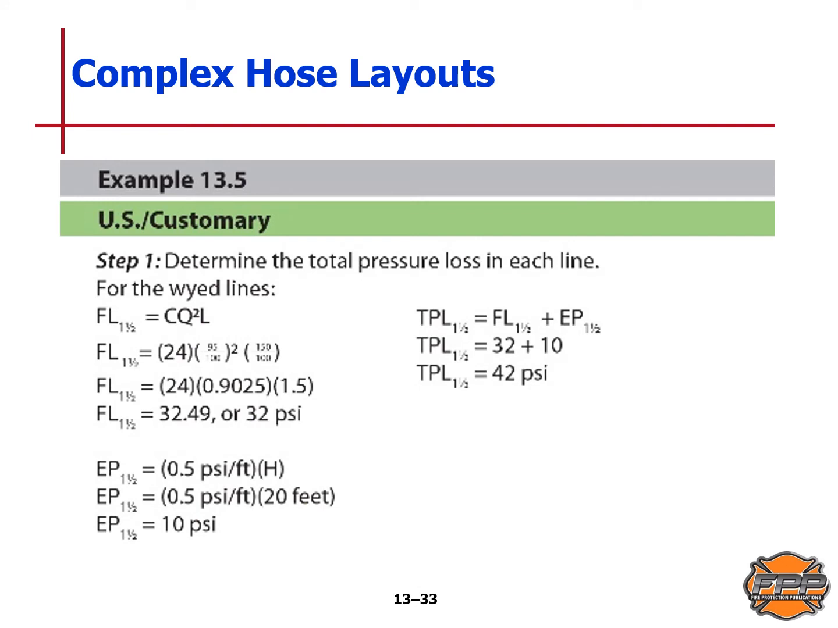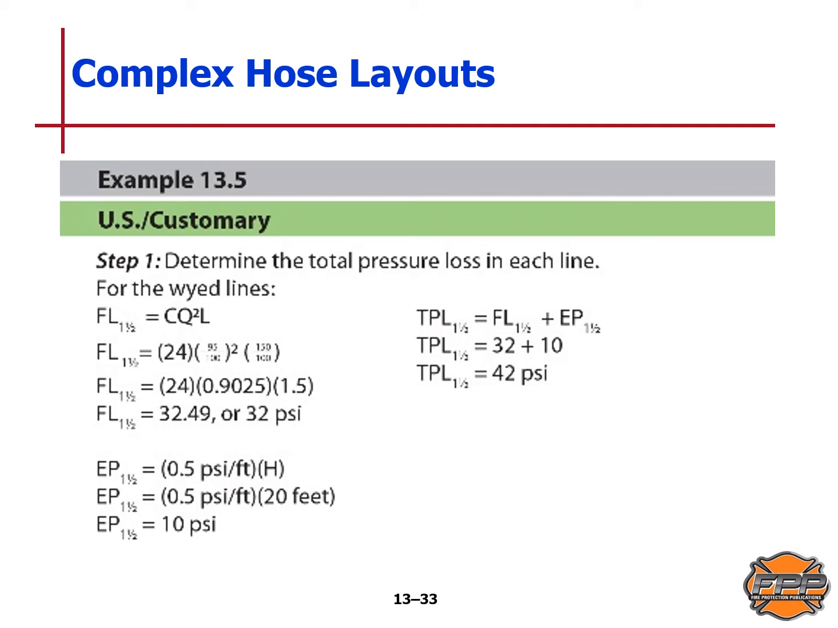For the wyed lines, the friction loss for the 1.5-inch line is CQ squared L, our regular formula. So the friction loss for the 1.5-inch line is, plugging in the numbers, 24 times 95 over 100 squared times 150 over 100. So the friction loss for 1.5 is 24 times 0.9025 times 1.5. So it gives a friction loss on the 1.5-inch line of 32.49 or 32 psi.